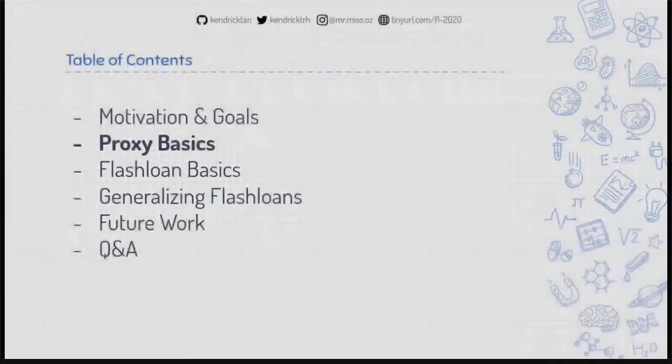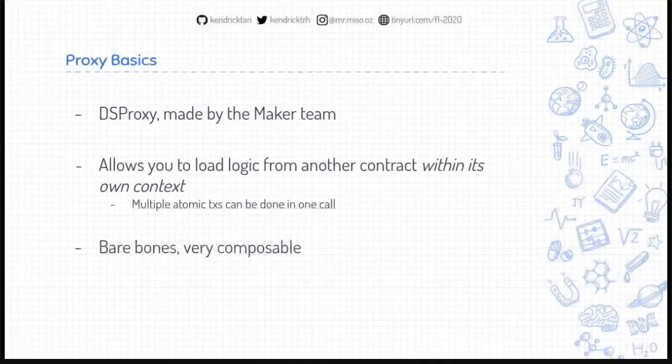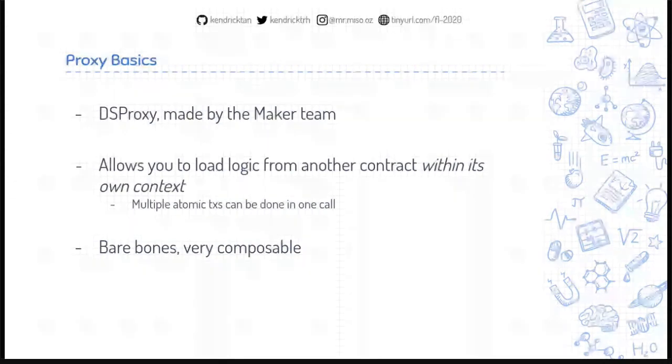So before we start, I would like to talk a little bit about proxies, and specifically this utility library called dsproxy, which is made by the Maker team. All you need to know is that it allows you to load logic. This proxy allows you to load logic from another contract within its own context. It basically allows you to perform multiple atomic transactions in one call.